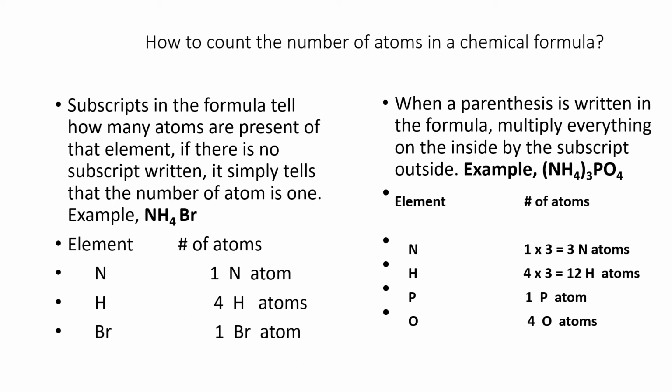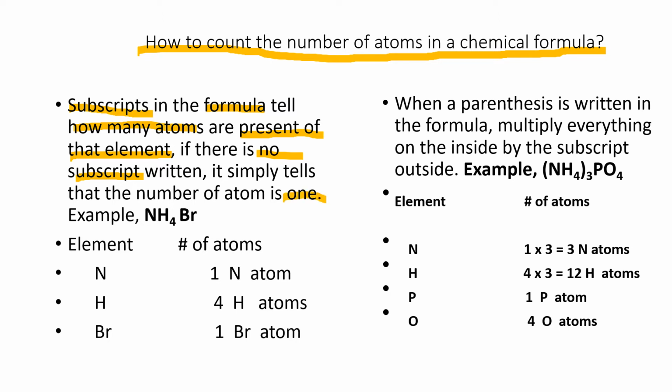How to count the number of atoms in a chemical formula. In a chemical formula, we learned that subscripts in the formula tell how many atoms are present of that element. And if there is no subscript, then it simply tells that the number of atoms is 1.